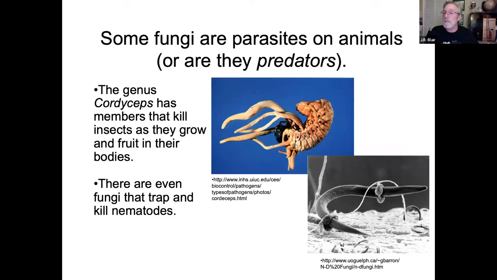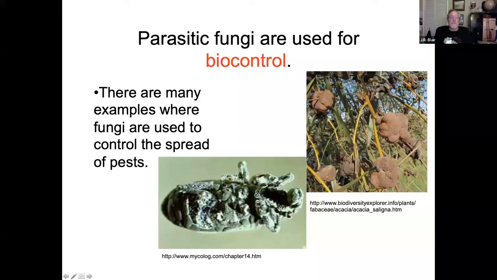By the way, a lot of nematodes are bad for plants. They're crop pests in a lot of cases. And so there is a possibility of using these fungi as biocontrol. Speaking of biocontrol, there are currently fungi that are being used for biocontrol. So here, for example, is a weevil that's been attacked by some sort of a mold. Specifically for controlling the weevil, because weevils are plant pests. And so that was introduced to control the weevil.